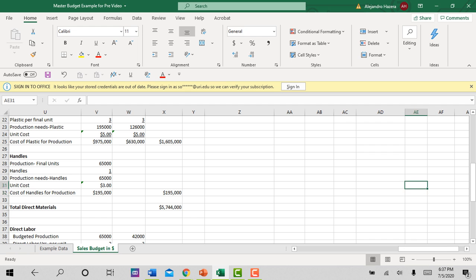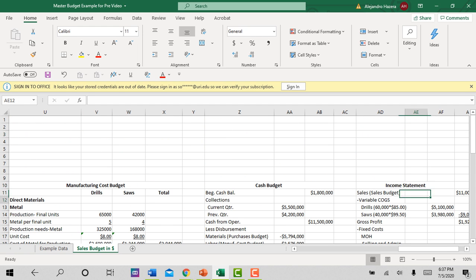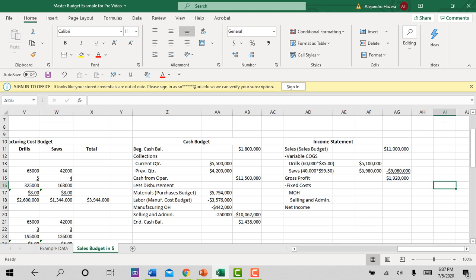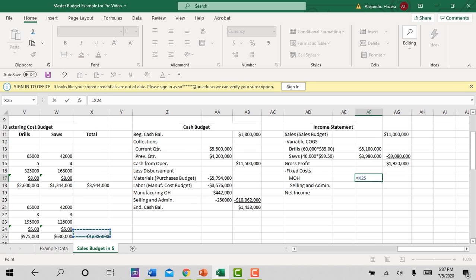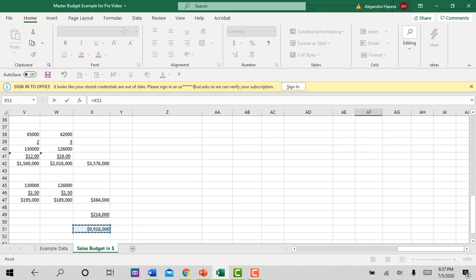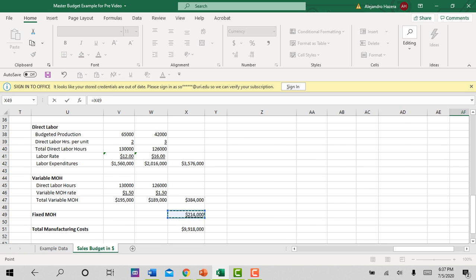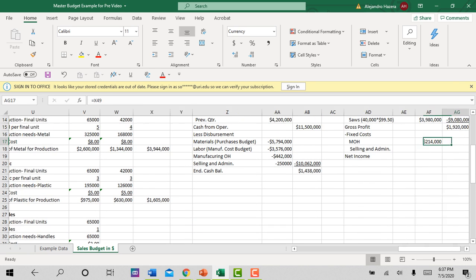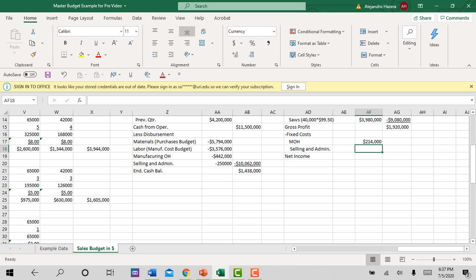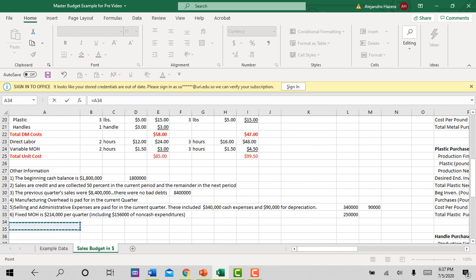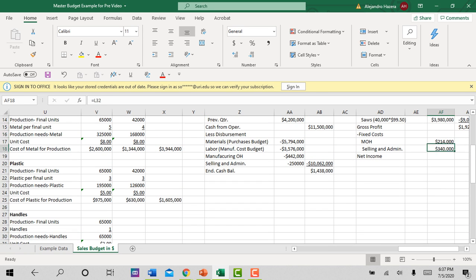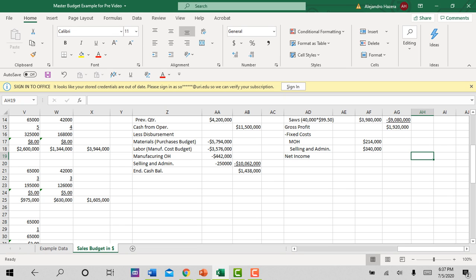Okay, so to finish this up here, I know I'm going all over the place. However, I'll send you the sheet so you can see the formulas. Okay, so your fixed manufacturing overhead is $214,000. That's that right there. And your selling and administrative expenses are, I actually put a number in there, $340,000. Okay, and I'll put those in as a negative.